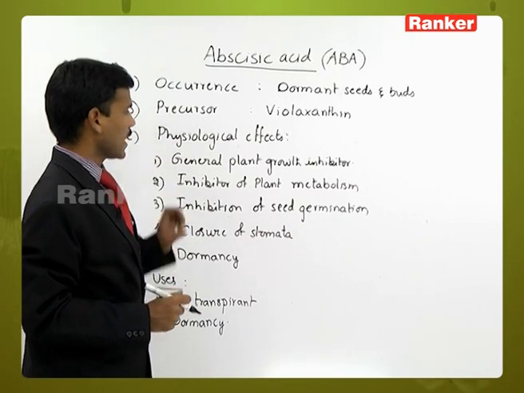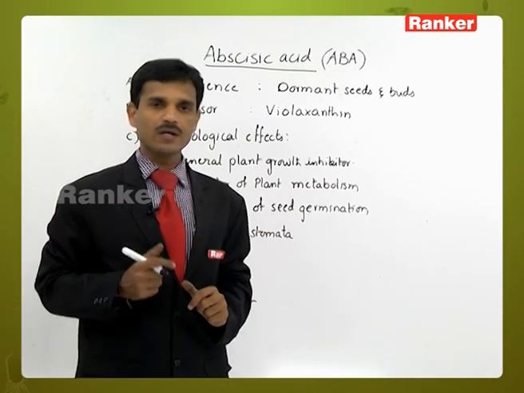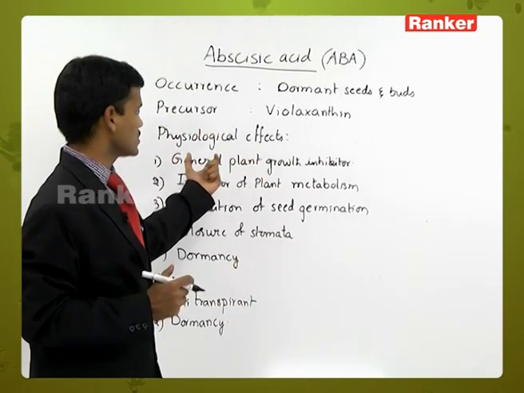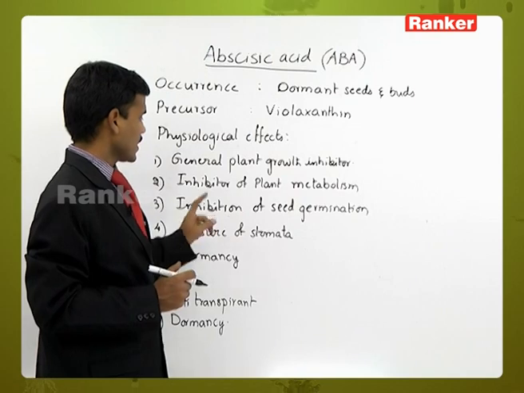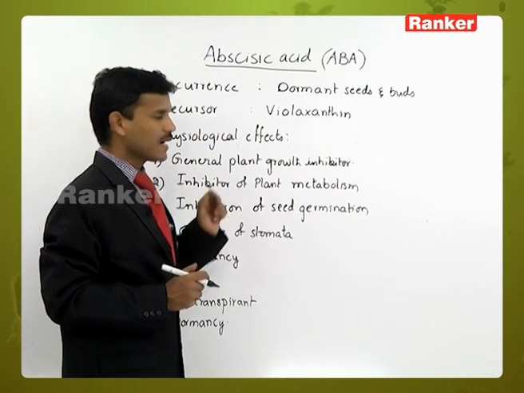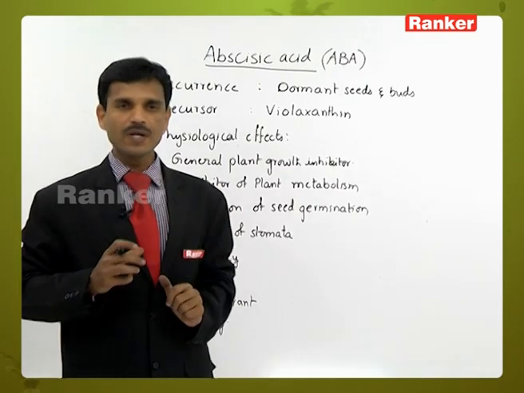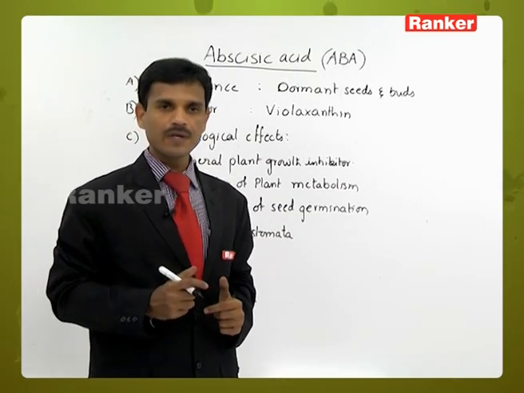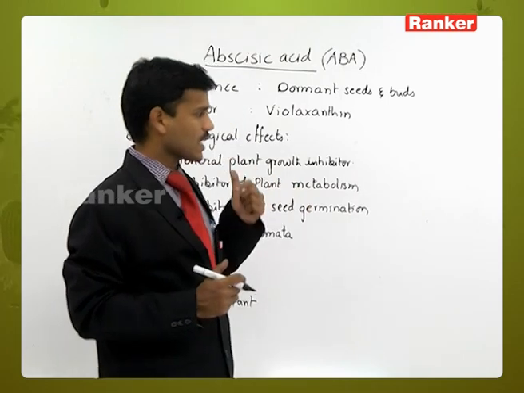First one is general plant growth inhibitor. It inhibits the total plant growth. So, it is the common or general plant growth inhibitor and inhibitor of plant metabolism. Metabolic reactions, both anabolic and catabolic reactions, are mainly inhibited by abscisic acid.